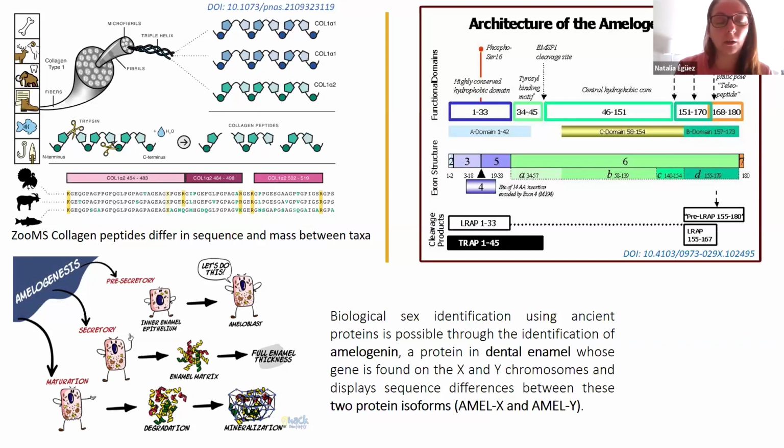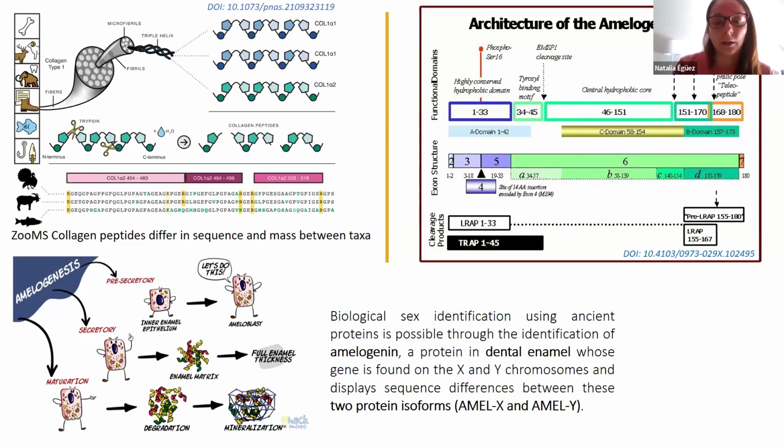So by looking at different collagen peptides, we can check the differences in the sequences and their mass. And if you see here on the screen, these little letters are the different amino acids. When they change, we can detect different species, because it varies with families and species. And amelogenin works in a similar way. We cannot differentiate between species or taxa, but we can differentiate when these amino acids and peptides change, which usually happens here in this middle part of the gene. We can differentiate between male and female, right?